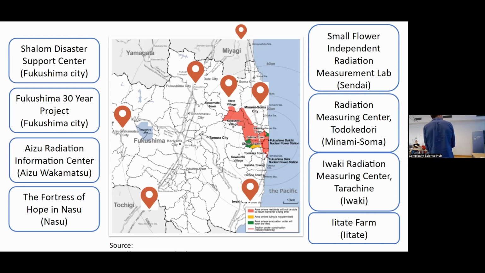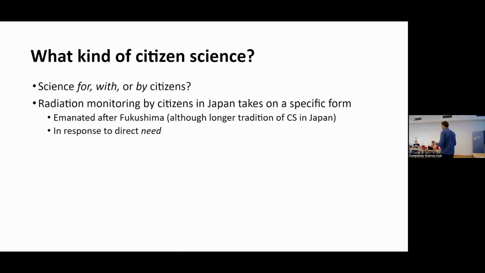And so they're actually called citizen radiation monitoring organizations. That's the term they use instead of citizen science. I'll come back to that as well. But so if we think of it as citizen science, they would say it's not. It's shimin kagaku is the term they use, right? But you can ask, what kind of citizen science or what kind of movement are we dealing with?